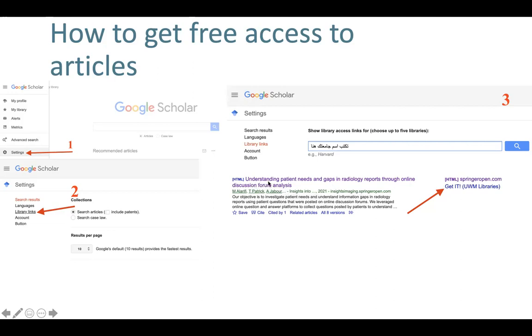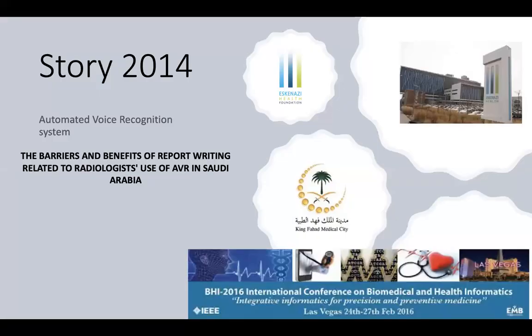For example, this is one of my articles, Understanding Patient Needs and Gaps in Radiology Report through Online Discussion Forum Analysis. You find there is an arrow in red. It says Get it UWM Libraries. This is my old school, and they provide me free access. And by the way, this article is open access. So I think it's free access. I don't know. Anyway, if anyone is interested in this article, I can send it to them. It's not our topic now. But anyway, this is one of the ways that you can find the gap and read more about it.